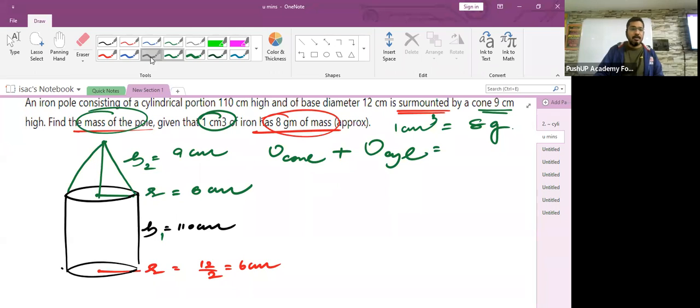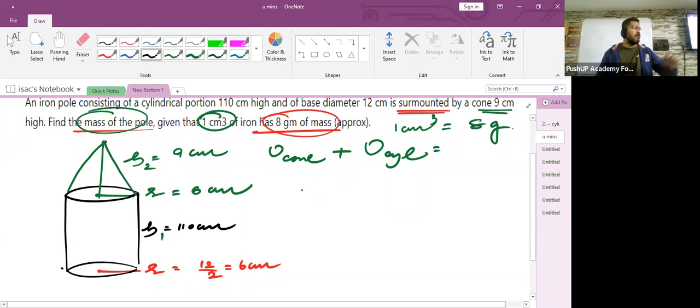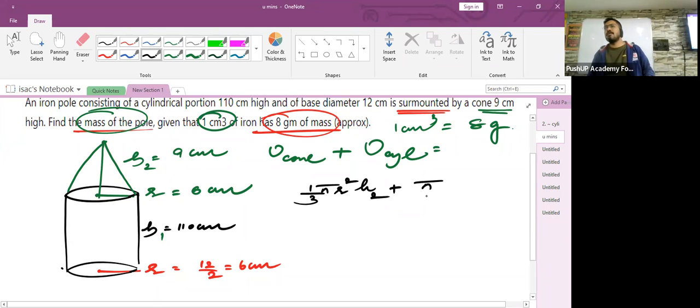So let me start with the volume of cone. What is the formula for the volume of a cone? 1 by 3 pi r square h2 plus. What is the volume of cylinder? Pi r square h. Sorry, pi r square h1.